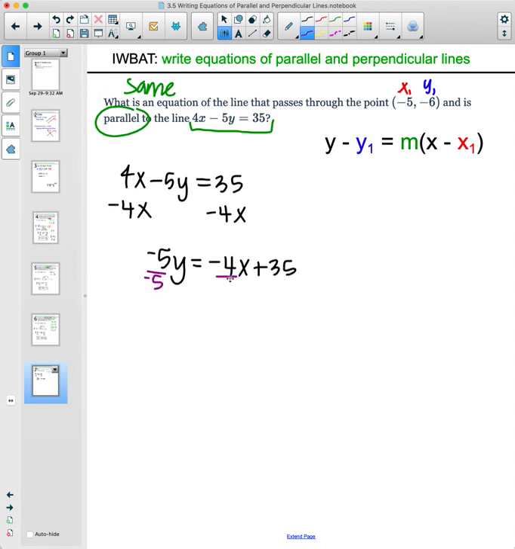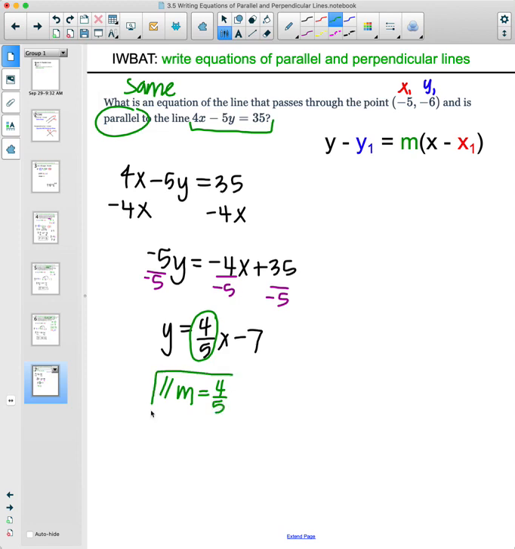Divide everything by negative 5. So we end up with y equals negative over negative is a positive, and 4/5 doesn't simplify any further. So 4/5 x, 35 divided by negative 5 is negative 7. The slope of this line is 4/5. So the parallel slope, which is what we want, is also 4/5. So we're going to use 4/5 as our slope. And then remember, we have this ordered pair up here. Let me just write it down next to this slope as well. So the ordered pair was negative 5, negative 6.